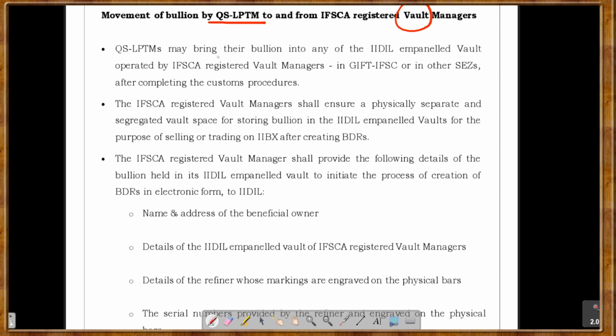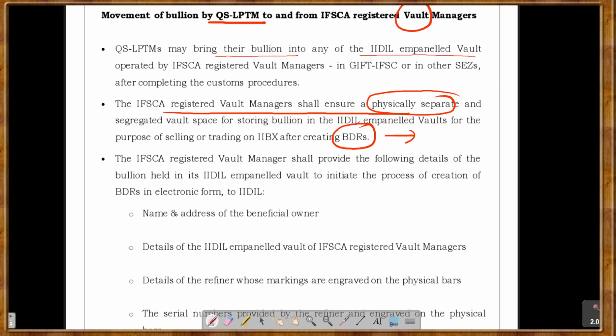So a limited purpose trading member brings their bullion into any of the depository-empaneled vaults operated by the IFSCA, and they can keep it safe over there. The IFSCA registered vault manager shall ensure that physically separate vault space is made. Fine. And the BDRs will be created, because trading can happen in the IIBX only in the depository format.